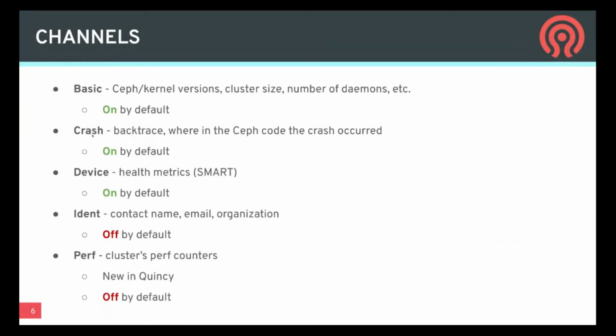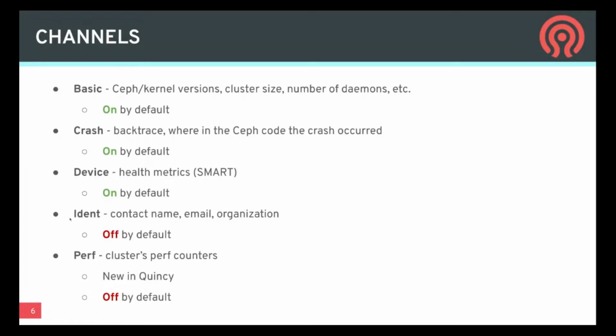And then we have the crash channel. It has information about where in the Ceph code the crash occurred. We'll talk more deeply about that soon. And this channel is also on by default. And then we have the device channel, which collects information about health metrics of the devices, mostly smart. This one is also on by default.